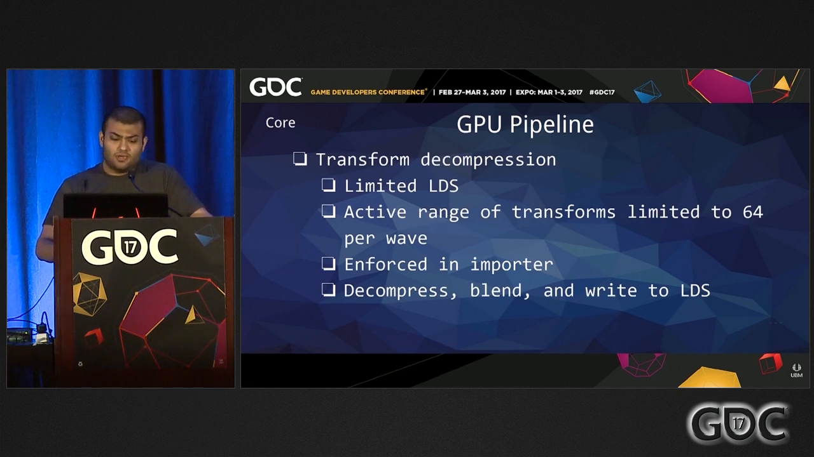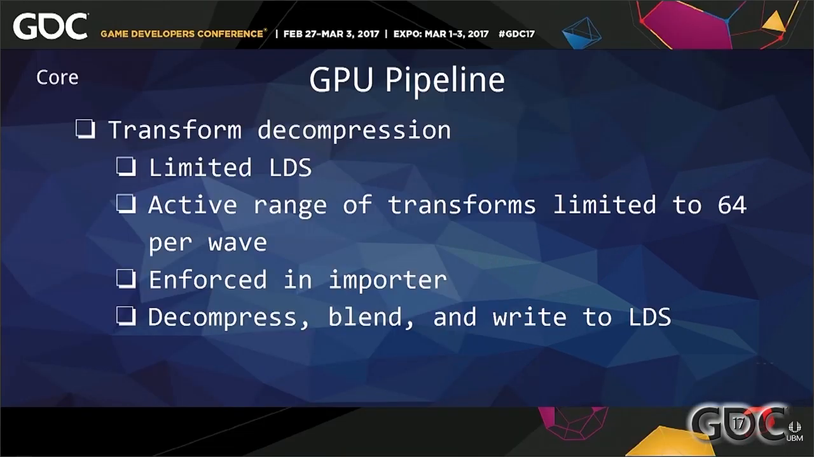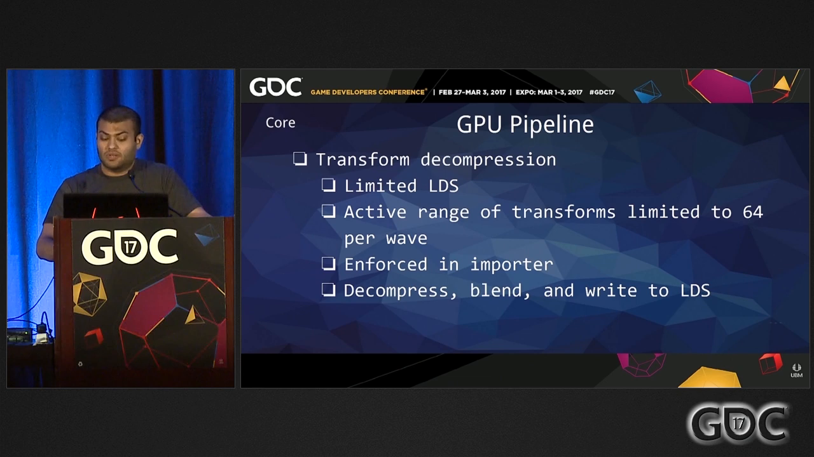A note on the decompression. Obviously, you have a limited amount of LDS memory when you're actually sharing your blended and uncompressed transforms. So the active number of transforms that you can write to LDS, we limited to 64 in order to make sure we had enough occupancy on the GPU. This was enforced in the importer. When the importer detected that you were going to end up with more than 64 transforms per wave, it limited the wave size to a maximum of 64 transforms.